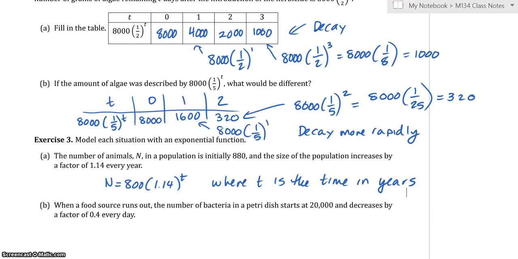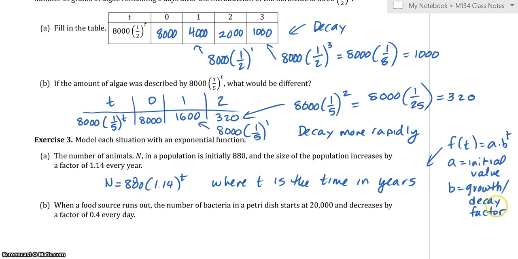Yes, using our formula, f of t equals a times b to the t, we know the a is the initial amount, so that's the 880. And the size of the population increases by a factor, so that is the b. I can now call it the growth or decay factor. And what's part B? We'll call it Q, since that's what they called it here, and they don't have a variable for us.